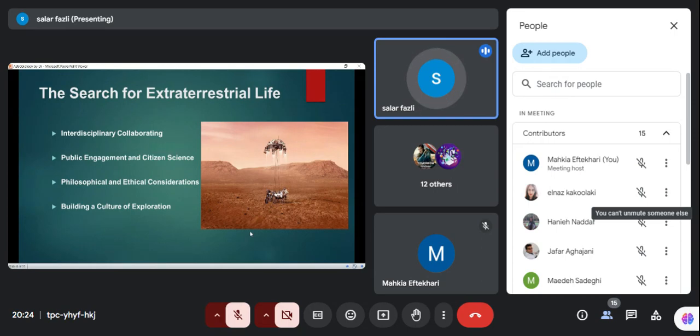Interdisciplinary collaboration, which brings together experts from various fields such as microbiology, planetary science, chemistry, and engineering to create comprehensive strategies for detecting life, and collaborating with space agencies around the world to pool resources and expertise in the search for extraterrestrial life. Public engagement and citizen science: engaging the public through citizen science projects such as Galaxy Zoo, where individuals contribute to data classification, creating a wider network of participation in the search.